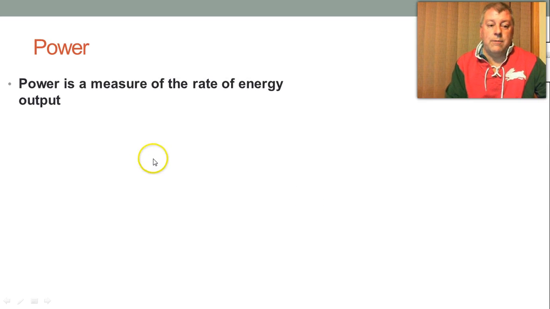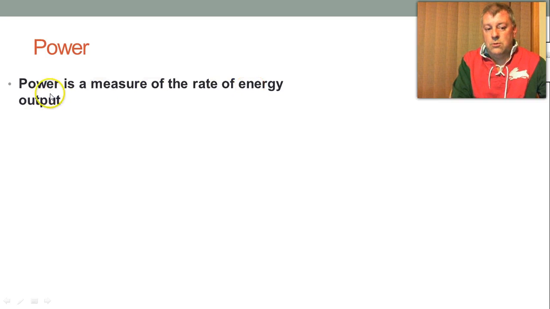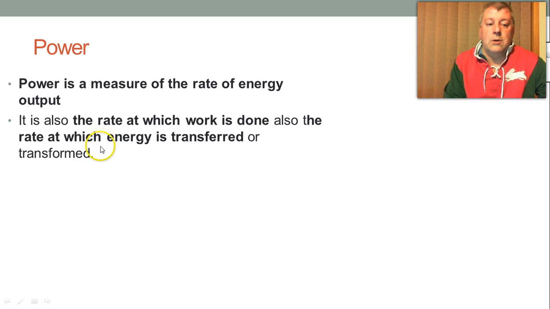So power for us in physics is a measure of the rate at which energy is being used, or the rate of energy output. And we could also say it's the rate at which work is done, because energy is work, and it's also the rate at which energy is transferred or transformed, the rate at which energy is being used.